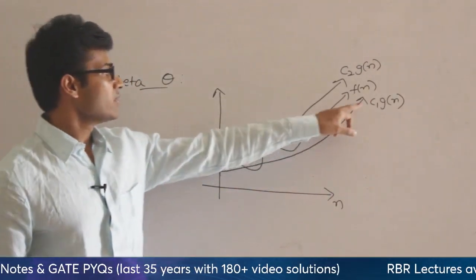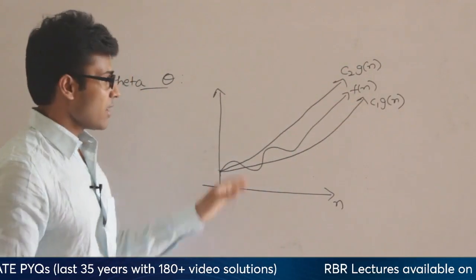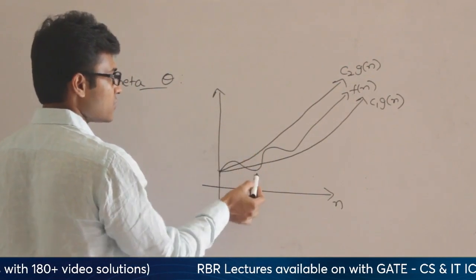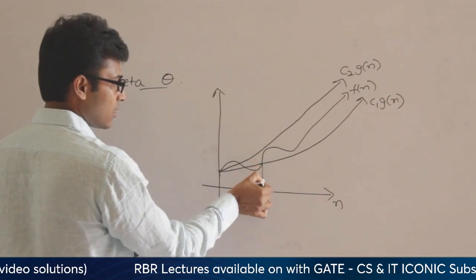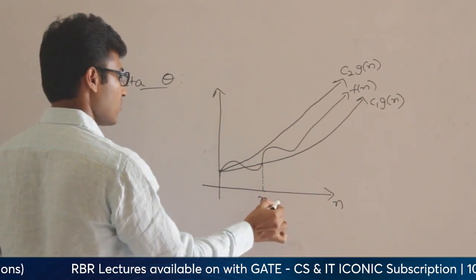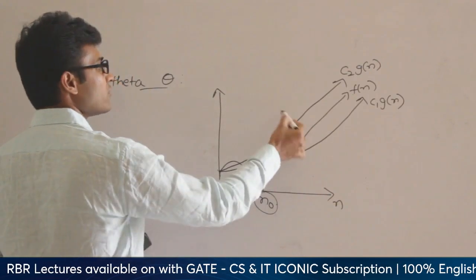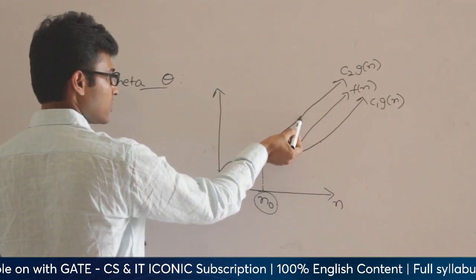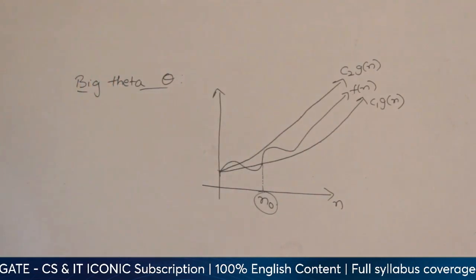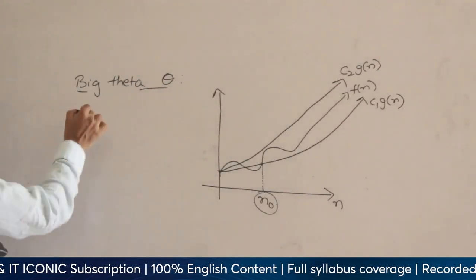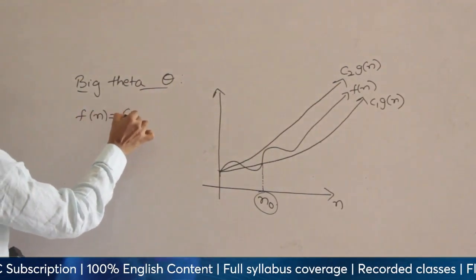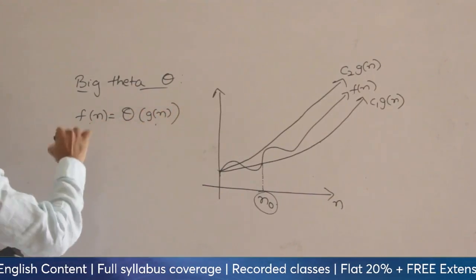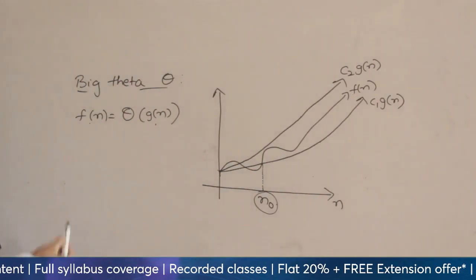So these constants c1 and c2 could be different, and moreover after what value you could take any value after which it is true. So let us say this value is n naught, which means after this value of n naught both of them will agree, which means c1 into g of n will be less than f of n and c2 into g of n will be greater than f of n. Okay, so we say that a function f of n is theta of g of n if f of n is bounded by g of n both in the lower as well as upper, right?